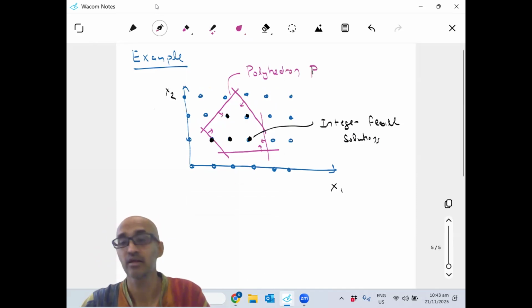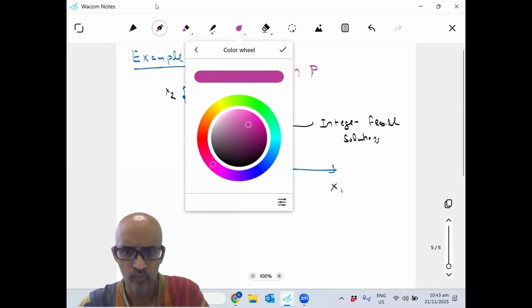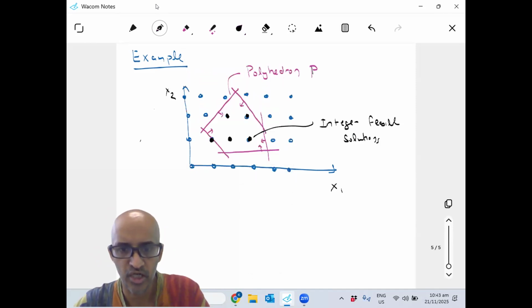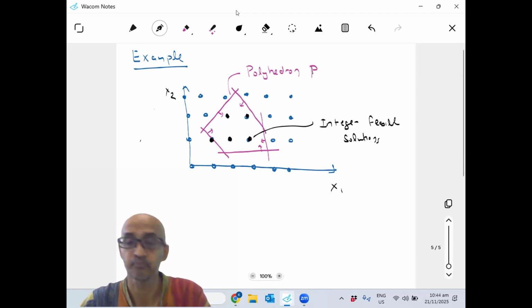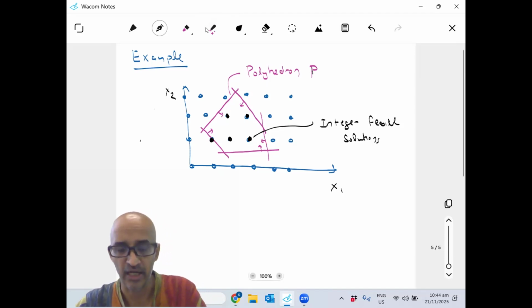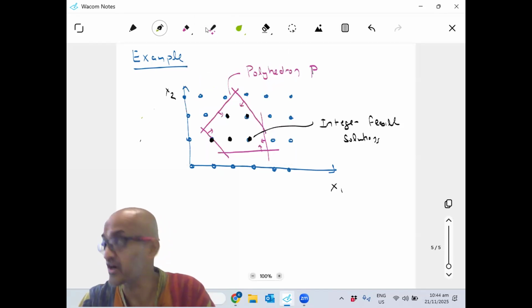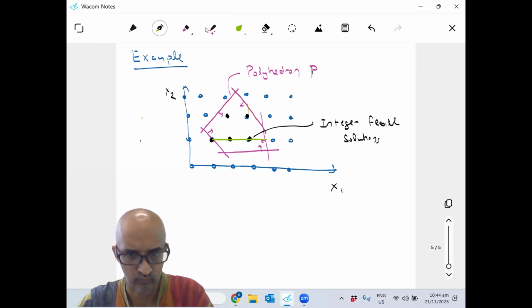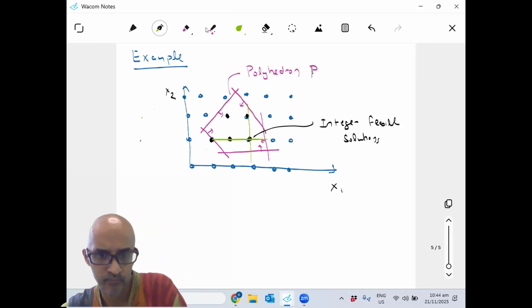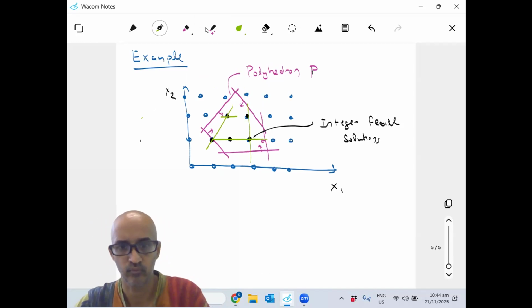That's polyhedron P. Let's take a different polyhedron now. So here's a different polyhedron. I'll give you another polyhedron now. Let's use some other color, maybe green. So here is a polyhedron with a different set of constraints. This is also a polyhedron involving 4 constraints: 1, 2, 3, and 4. This is polyhedron Q. Can you see it?